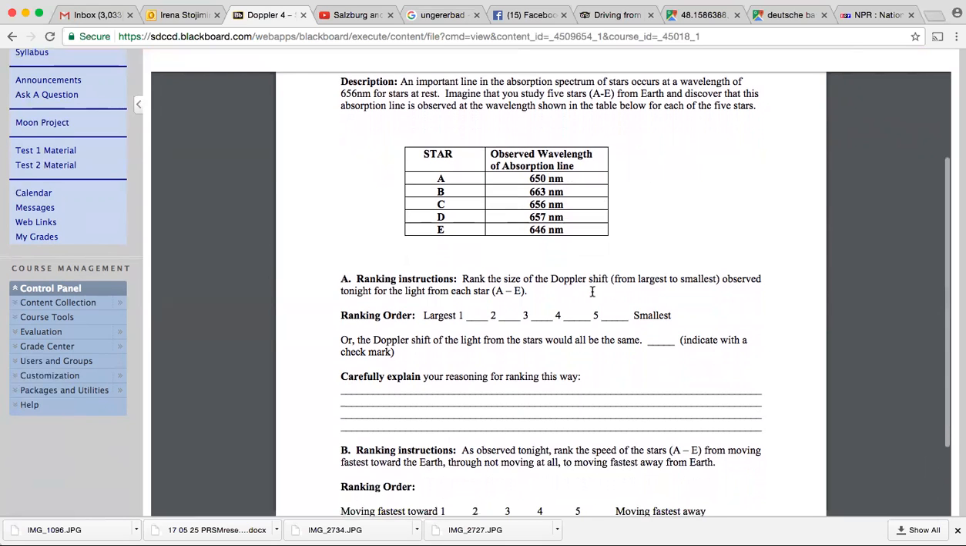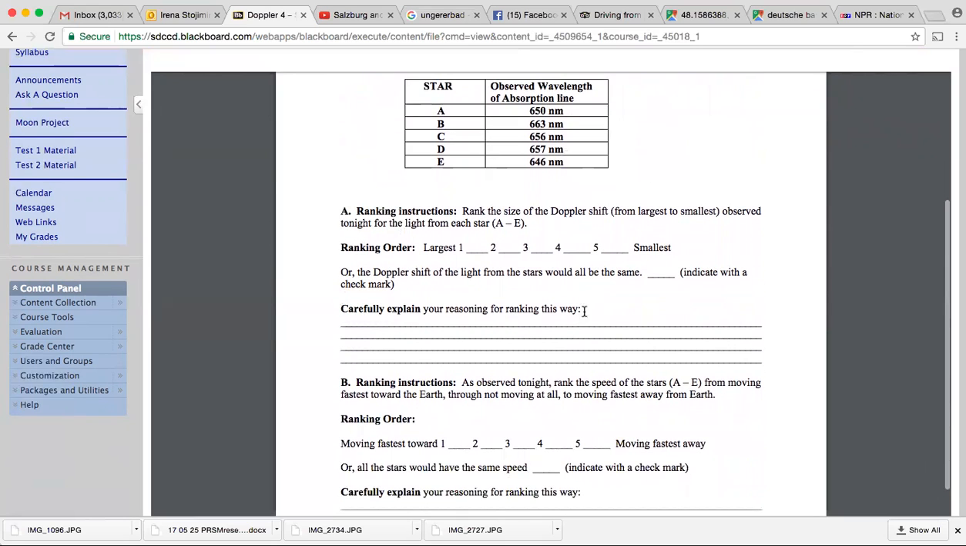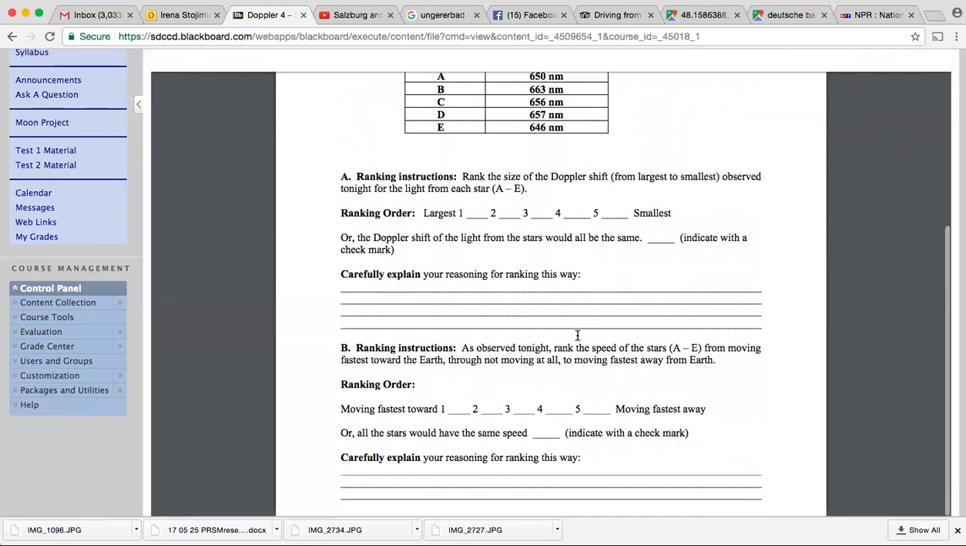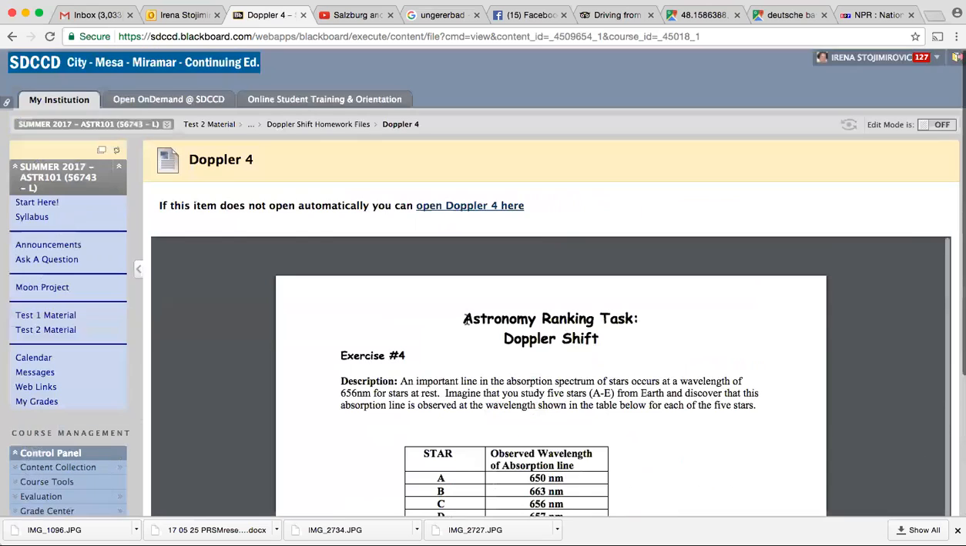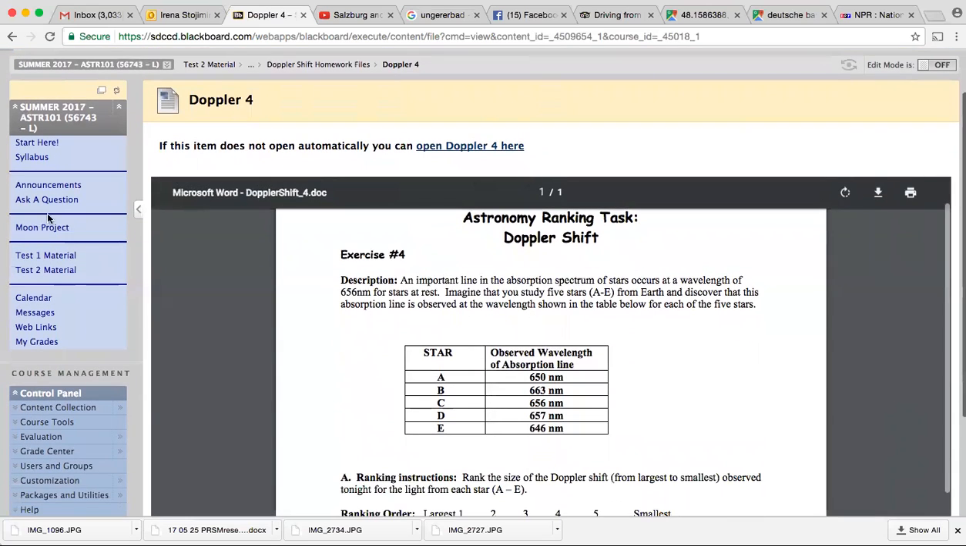Okay, good. And the fastest moving toward us would be E, and then A, C, D, and then B would be last. Perfect. Yes, good. And that was it.